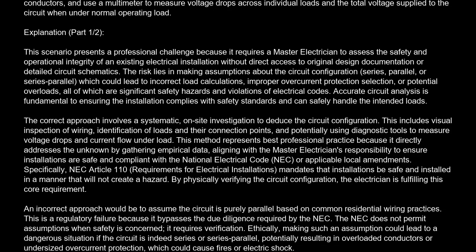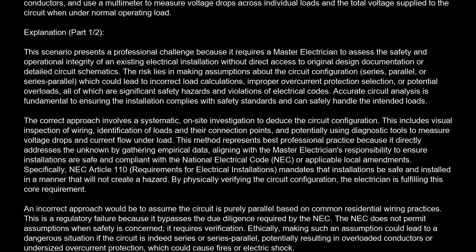The correct answer is C. Visually trace the wiring from the power source to each connected load, noting how each load is connected to the circuit conductors, and use a multimeter to measure voltage drops across individual loads and the total voltage supplied to the circuit when under normal operating load.